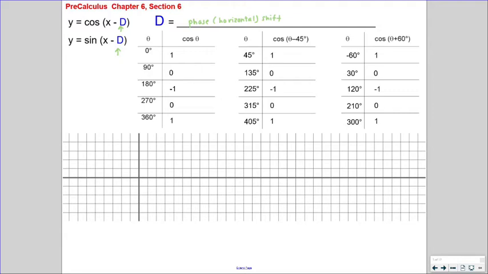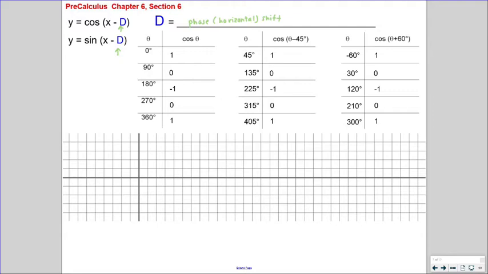All right, remember that when we're identifying horizontal shifts, we actually do the opposite of what it would look like on the inside. So if it's minus an angle, we're actually moving to the right. If it's plus an angle, we're actually moving that many degrees or radians to the left. So the same transformation type applies as what we learned in Algebra 2 last year.